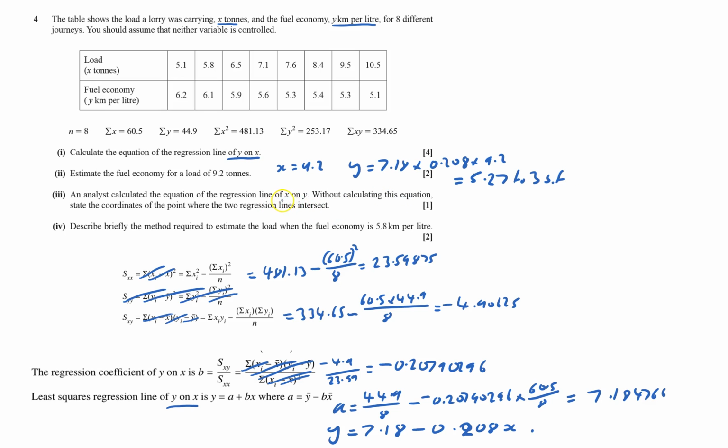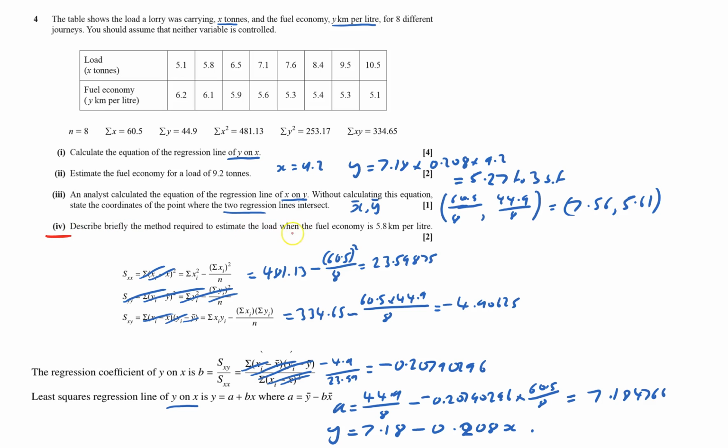So someone's calculated an X on Y, well, they have to, where they meet at X bar, Y bar, and so that will be 60.5 over 8 and 44.9 over 8, and that will be 7.56. 5.61 is where they meet, and it's all getting a bit messy now. Get into red.